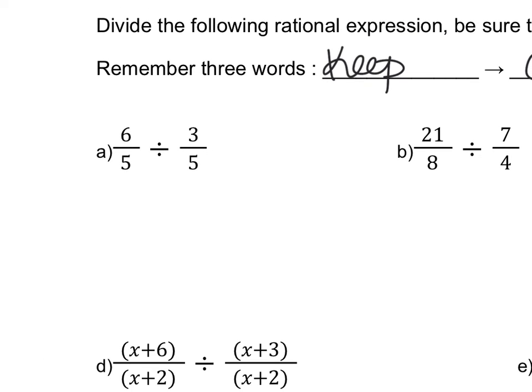So you keep the first fraction, 6/5, change it to multiplication. I'm going to use the dot because we're going to have x's coming up later and I don't want to get confused. Keep, change it to multiplication, and flip the second fraction. Now it's just a multiplication problem like the last video. The 5s cancel diagonally, and the 6 and the 3 become 2/1. So you have 2/1, or just 2.